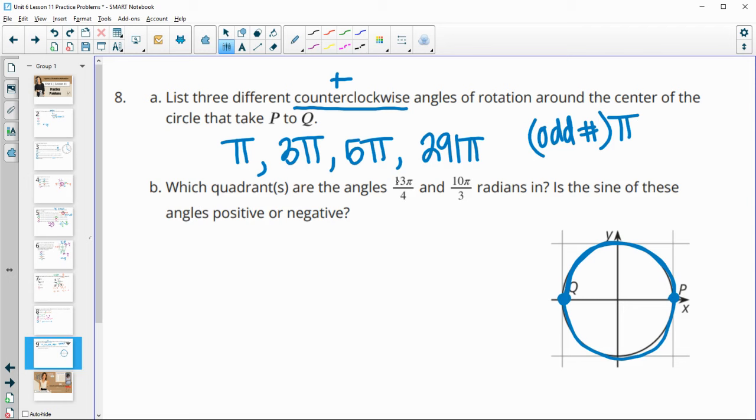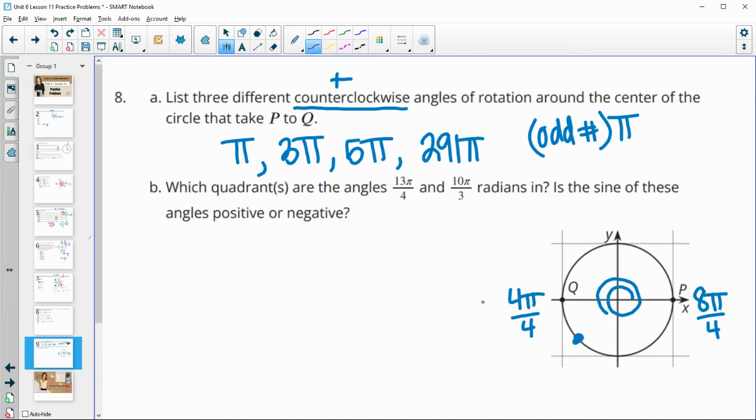Which quadrants are the angles 13 pi over 4 and 10 pi over 3 in? And then what would the sign of those be? Would it be positive or negative? So again, when we have this 4 in the bottom, I like to think of this as 4 pi over 4 because 4 over 4 is 1. So I like to count like that, and then this would be 8 pi over 4, and you'd keep adding 4 pi over 4s. So this one would be 4 pi over 4, 8 pi over 4, 12 pi over 4. So 13 pi over 4 is going to land in here.